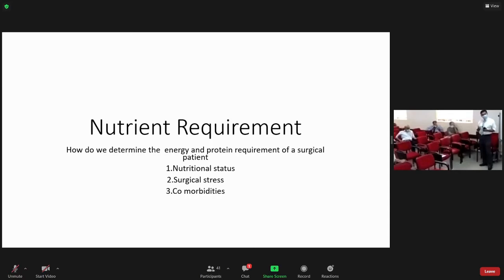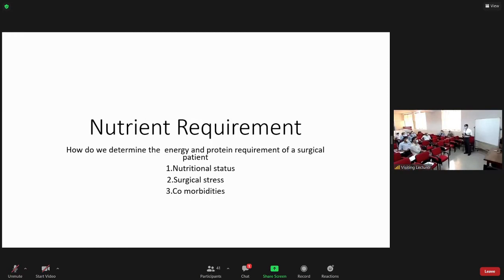And regarding the nutritional status also, I'll describe in the next slides. And comorbidities also we have to consider, whether this patient is having diabetes. Then we have to adjust the energy requirement. And if you are doing a surgery for a chronic kidney disease patient, sometimes this malignancy or your surgery demands more protein. But considering this chronic kidney disease, sometimes we have to restrict protein depending on the grading of the chronic kidney disease. Next slide, please.